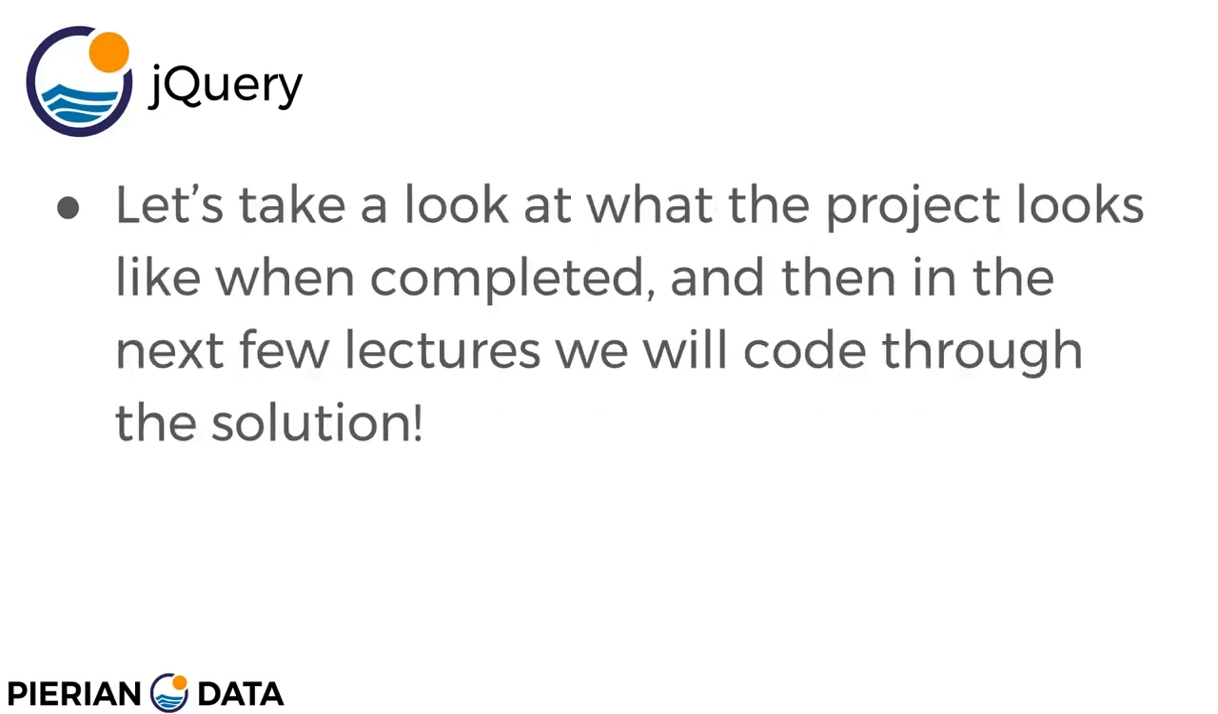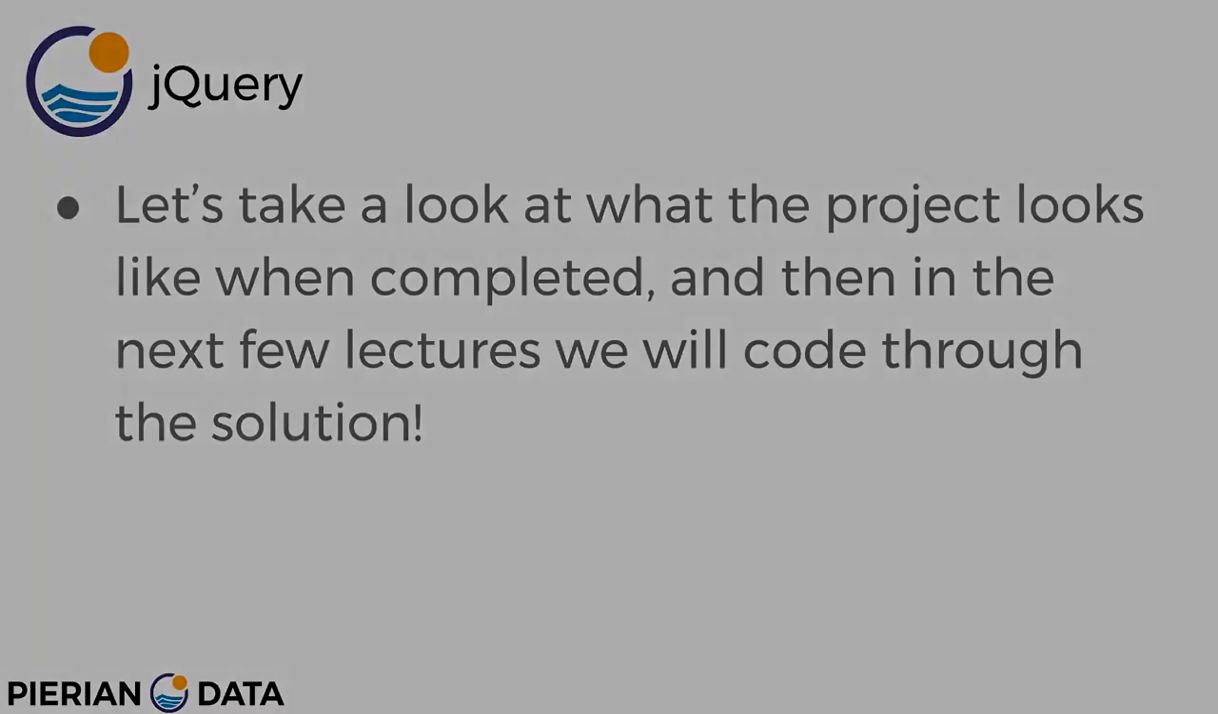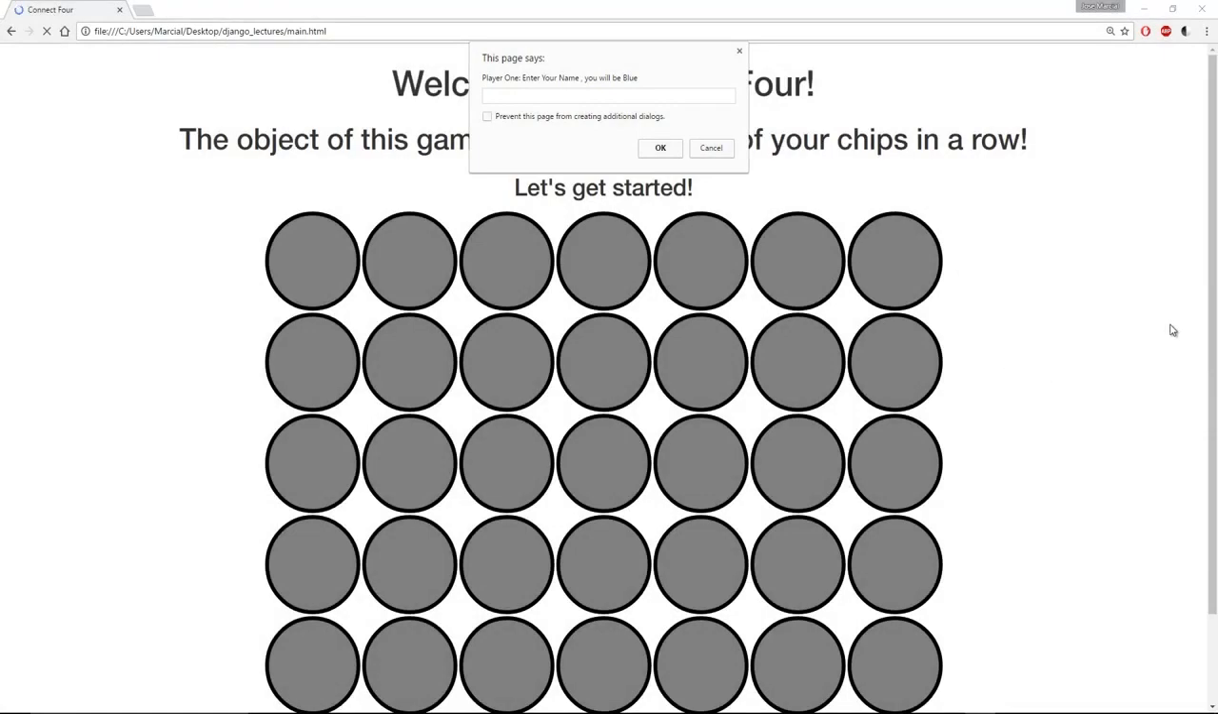All right, let's take a look at what this project actually looks like when completed, and then you can decide how you want to approach the project. After that, in the next few lectures, we're going to be coding through the solution. I'm going to hop over to my browser and show you what the project looks like. Okay, this is what the project looks like. Upon starting the project, you get an alert that says player 1, enter your name. You will be blue.